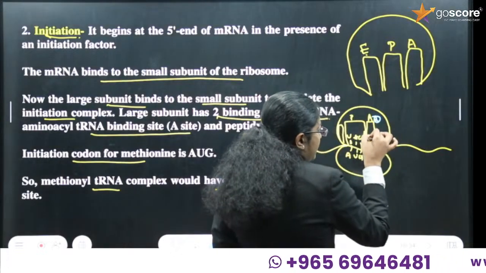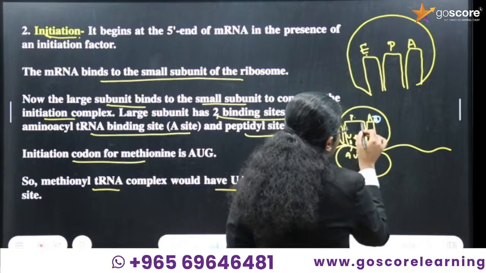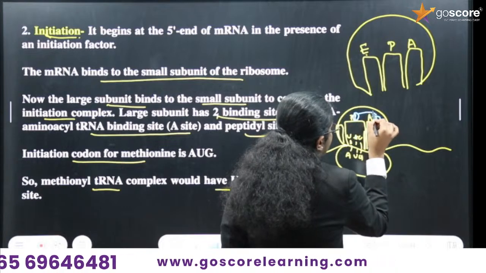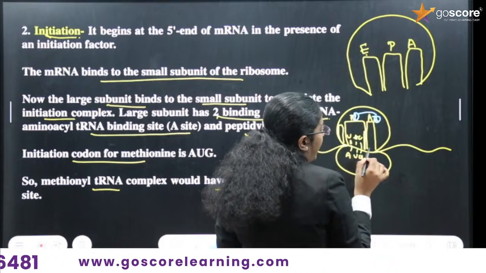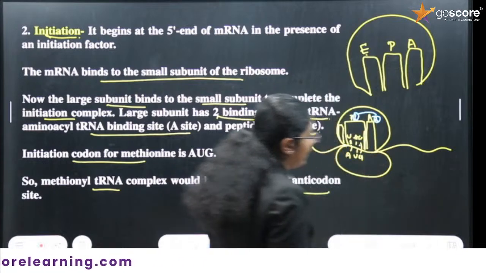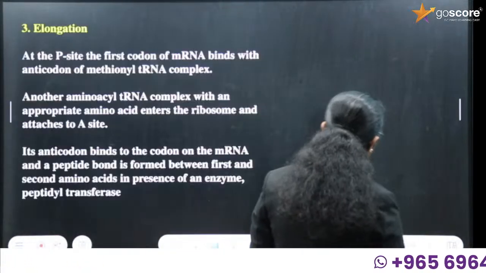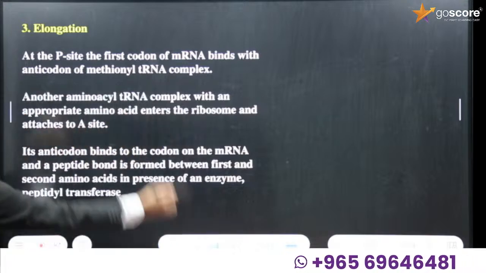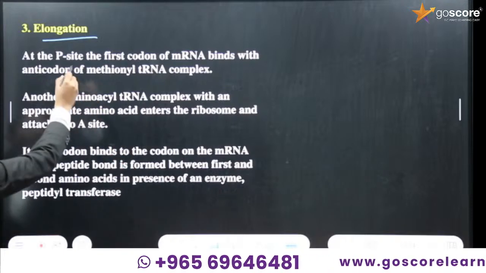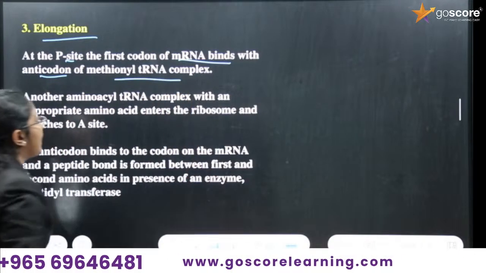Once it comes, this P site and A site have two amino acids, right? So the first amino acid and the second amino acid will be connected with a peptide bond. Later on, there is a free tRNA here. That free tRNA will be moving to the E site and the process continues. The formation of the peptide bond is known as elongation.